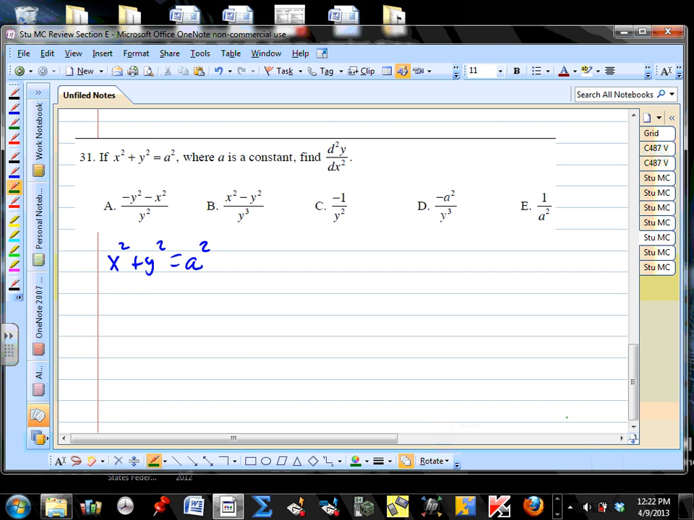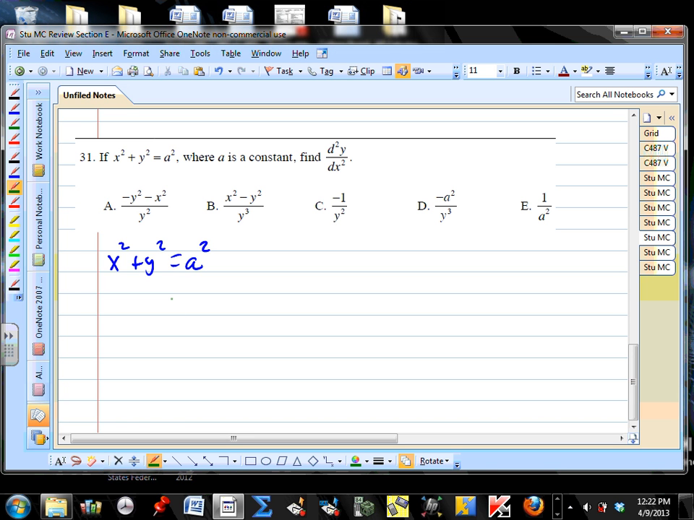Problem number 31. They give us a function and ask us to find its second derivative with respect to x. They tell us that a is a constant, so a squared is a constant also. And this problem is going to start out like many of the practice problems we've done throughout the year, but it's going to have a different little twist at the end. So hang on and watch this little algebra trick that comes into play.